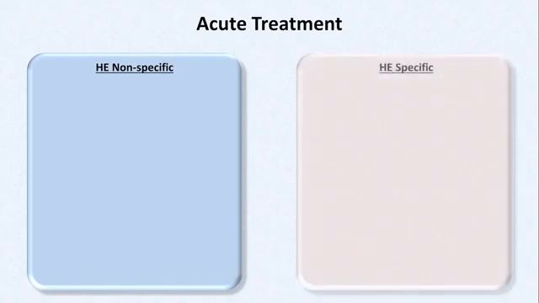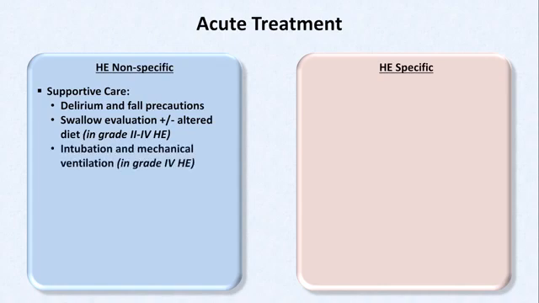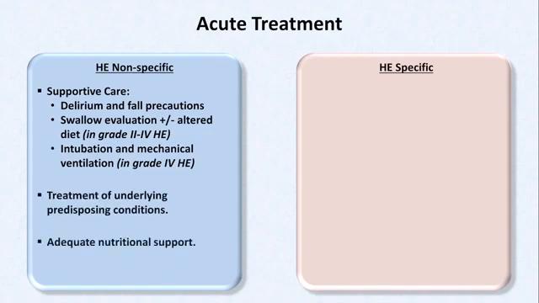For a patient who presents to the hospital with either new onset or an acute exacerbation of hepatic encephalopathy, what treatment should be started? You can divide up treatment into interventions which are not specific for hepatic encephalopathy and those which are. In the former category is obviously supportive care, which means delirium and fall precautions. A swallow evaluation with or without an altered diet is usually appropriate in grades 2 through 4, and grade 4 patients require intubation and mechanical ventilation. Also treat the underlying predisposing conditions, if any can be identified, and provide adequate nutritional support. Although it's often done, in general, protein intake should not be limited.